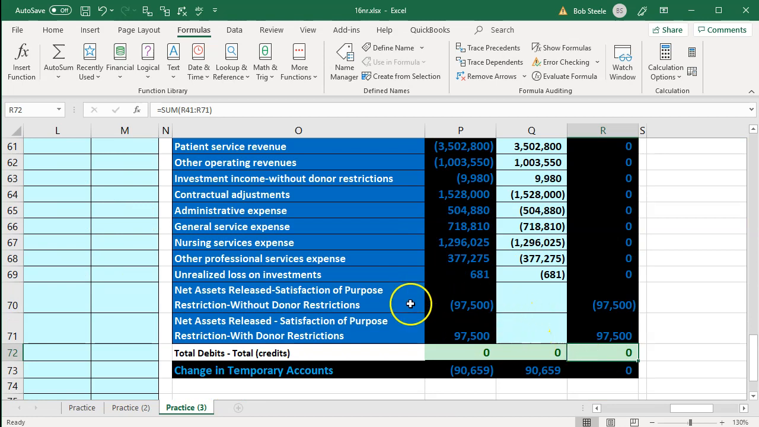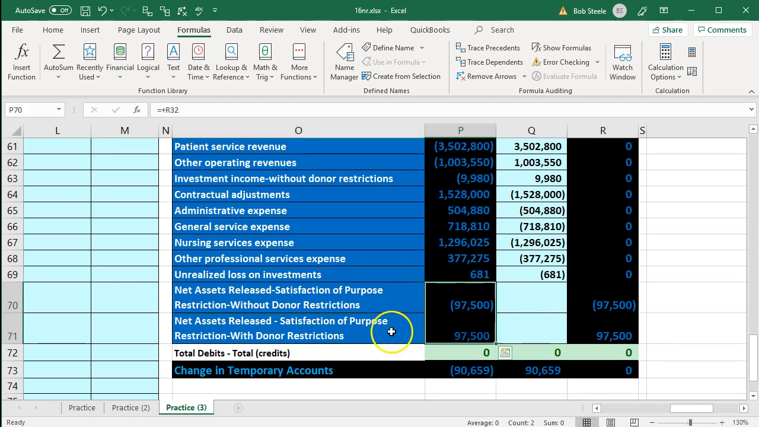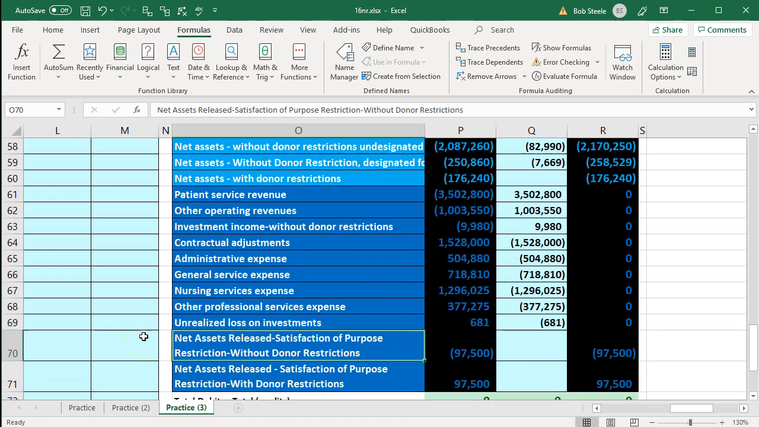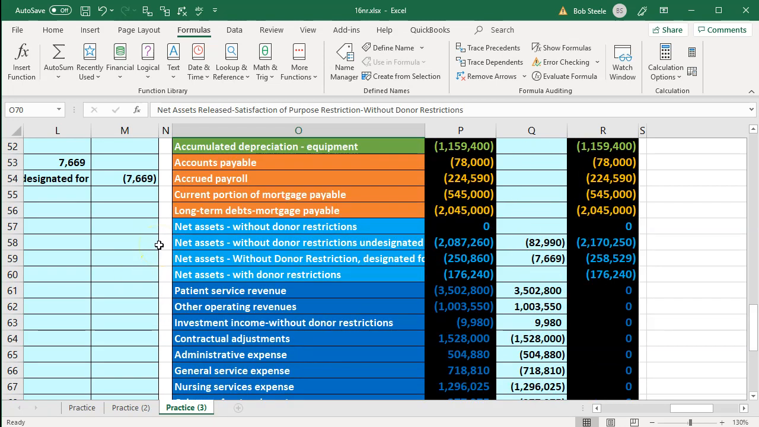Next, we're going to close out these two. So we're going to close out these two items, which is basically a reallocation of things that were once restricted, which are now no longer restricted. So we can do this, we're going to close these to their respective net asset accounts. The one without restrictions will be closed out to the net assets without restrictions. The one with restrictions will be closed to the ones with restrictions.